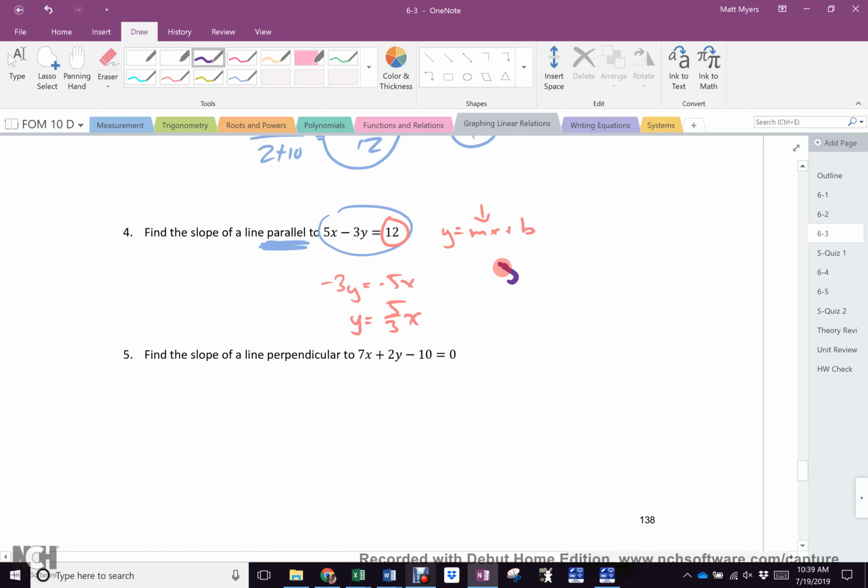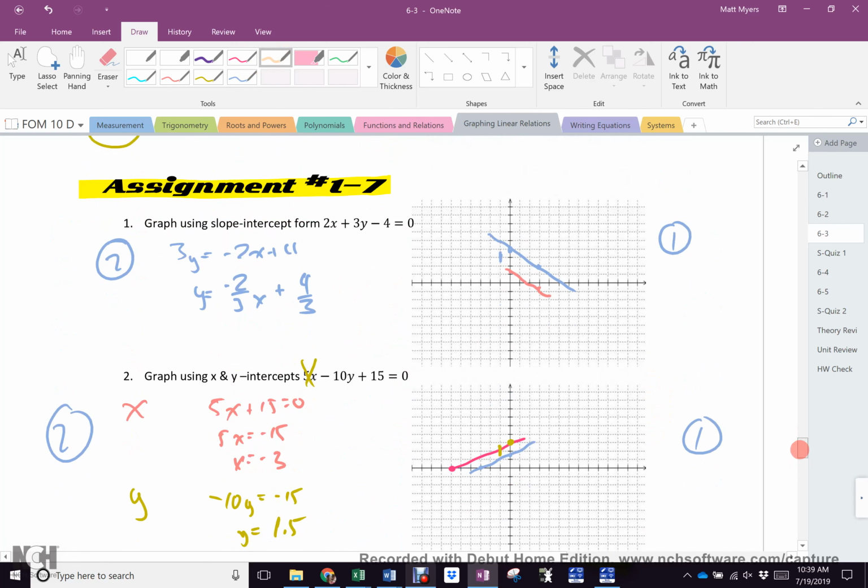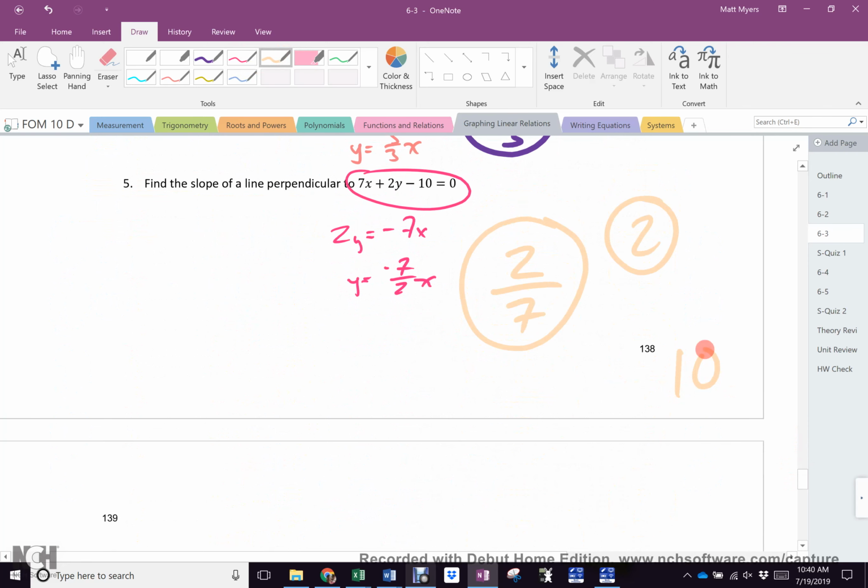5/3. So the answer here was 5/3. 2 marks because you had to remember how to do it. Or you did it with graphing, which makes it even harder. Perpendicular: 2y equals negative 7x, y equals negative 7/2 x. That is the slope. Do I want that slope? No, I want a perpendicular slope. So what do I do? I reciprocate it and I change the sign. 2/7, also for 2 marks. Damn it. 3, 6. That page out of 10.